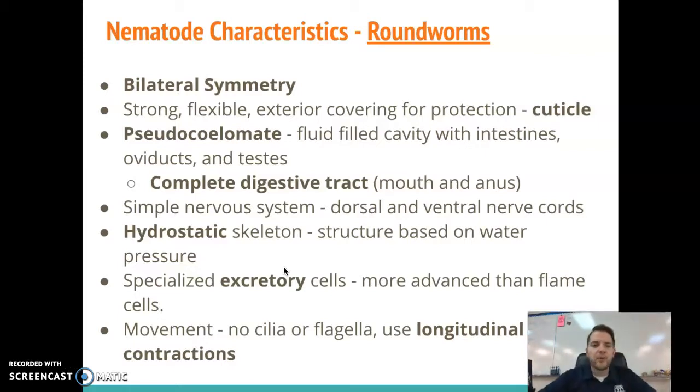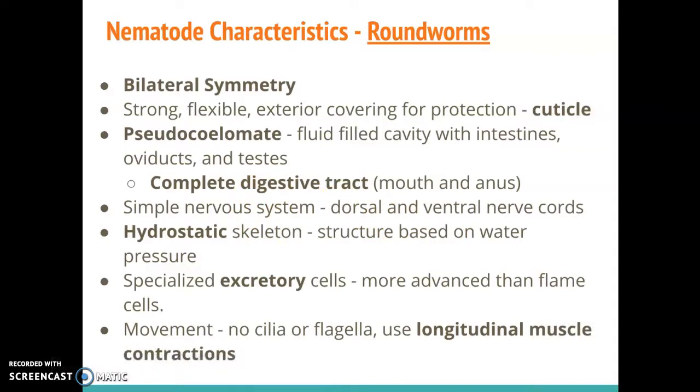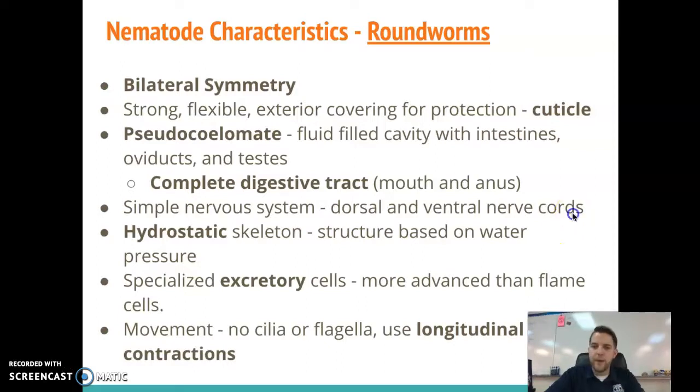They have a very simple nervous system. They have a hydrostatic skeleton. Basically, they don't have any sort of structural component inside, but they do keep a lot of water inside that pseudocoelom, and that keeps them rigid. They have specialized excretory cells we'll talk about. They're similar to flame cells, but better. And they use longitudinal muscle contractions. And longitudinal muscle contractions we'll talk about more when we get to the annelids because they're more visible. But for now, we just throw it out there.